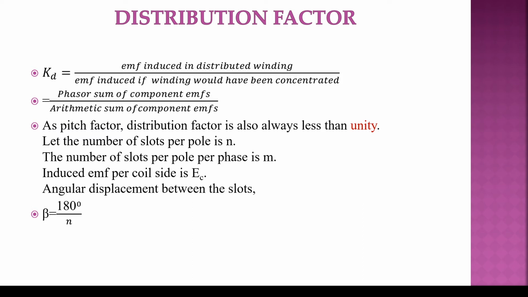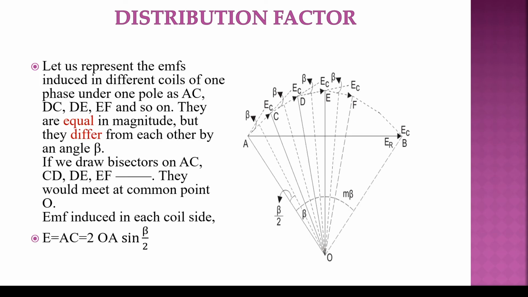Now let us see, suppose that the number of slots per pole is n and the number of slots per pole per phase is m, with small m. So the number of slots per pole is n and the number of slots per pole per phase is m. The EMF per coil side is EC and the angular displacement between the slots is beta, which is 180 degrees by n. In the starting classes we have already seen this one. Beta is equal to 180 degrees by n.